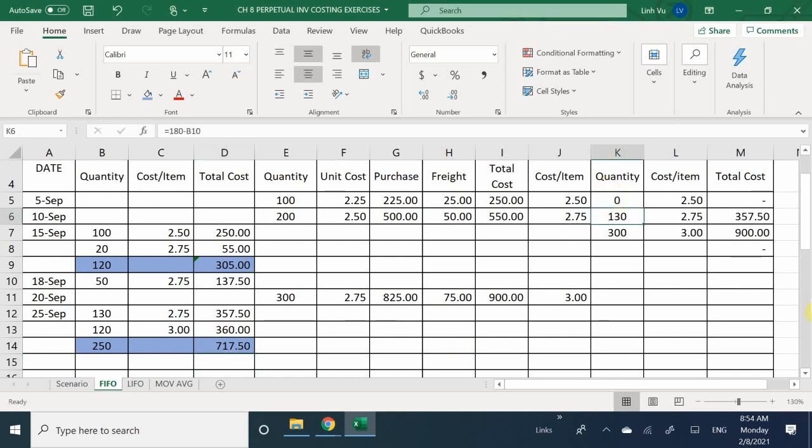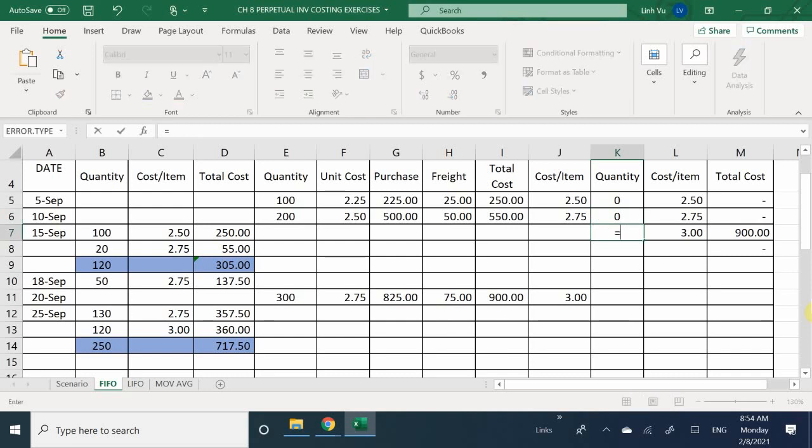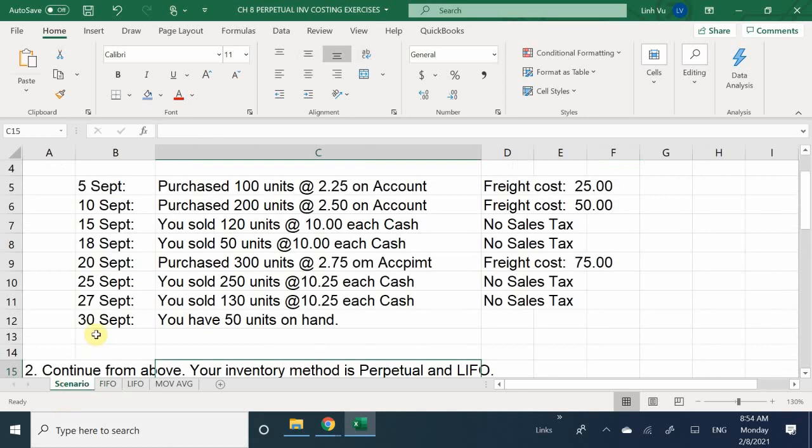We know that we're getting rid of the entire batch of 130, and here 300, subtract out this 120. I should get 180 left remaining in my inventory on hand. Okay. And then let's see what happened on the 27th of September. You sold another 130. Okay, good.